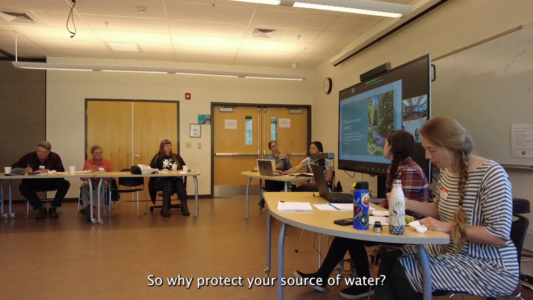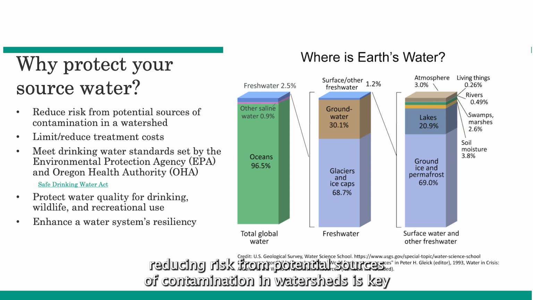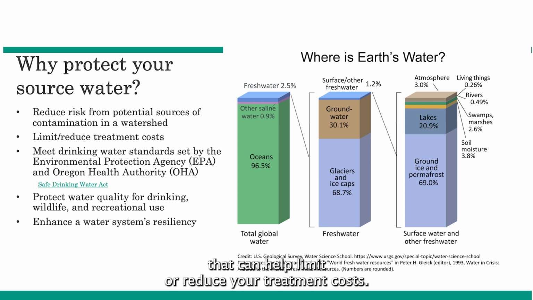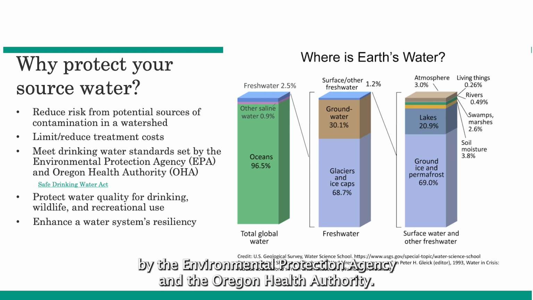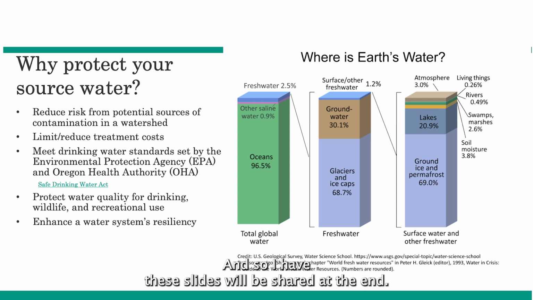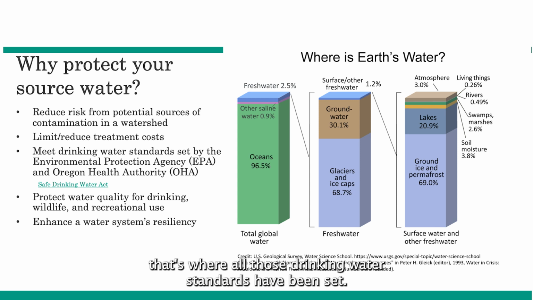So why protect your source water? There's many benefits to protecting your source water. As we all know in this room, reducing risk from potential sources of contamination in a watershed is key. That can help limit or reduce your treatment costs. Also, you have to meet some drinking water standards set forth by the Environmental Protection Agency and the Oregon Health Authority. I have these slides that will be shared at the end, and I put a little fact sheet for the Safe Drinking Water Act. That's where all of those drinking water standards have been set.